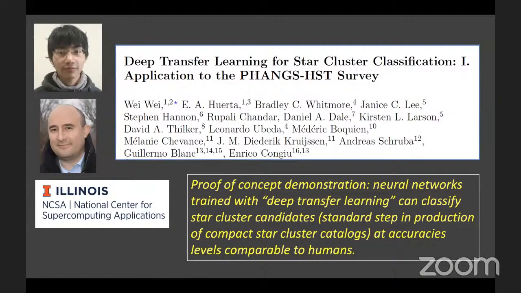First, I'll show results based on a proof of concept study. And this is to use convolutional neural networks to classify star cluster candidate morphologies. This was a separate collaboration with machine learning experts at the National Center for Supercomputing Applications at the University of Illinois. And the takeaway here is that the so-called deep transfer learning techniques of training neural networks can produce models which provide classifications with accuracies comparable to humans.